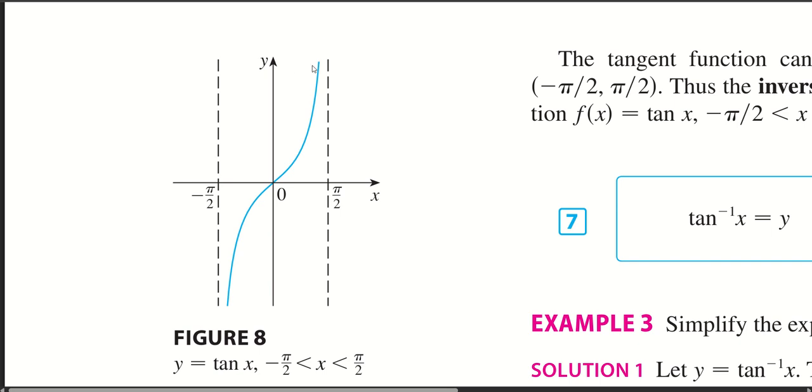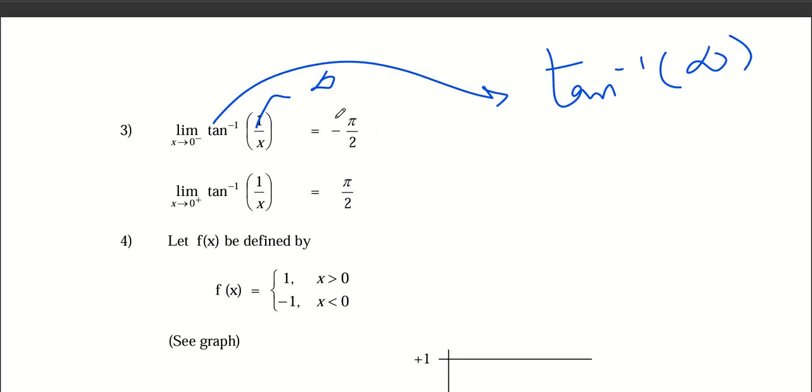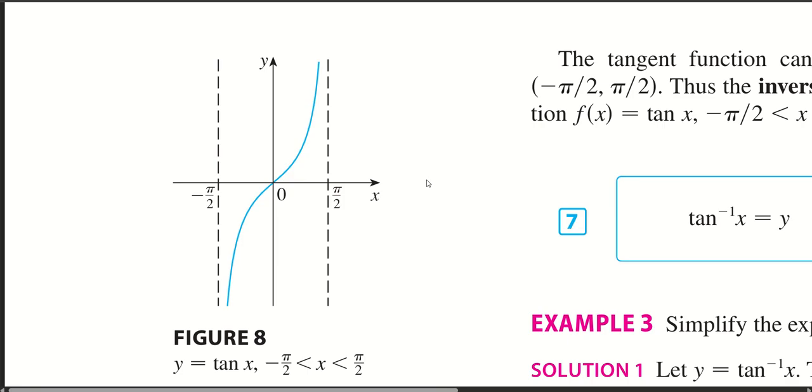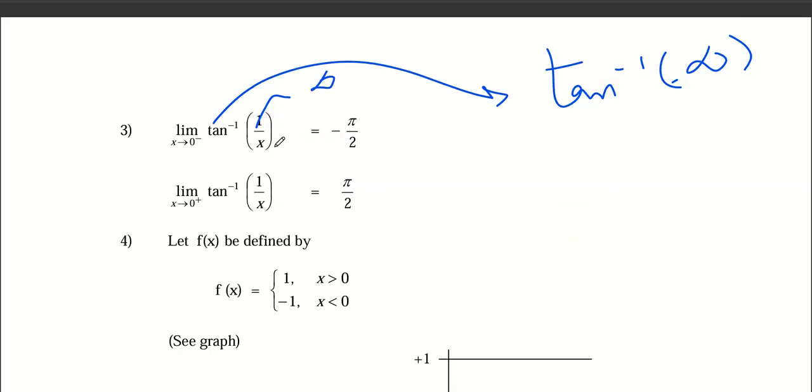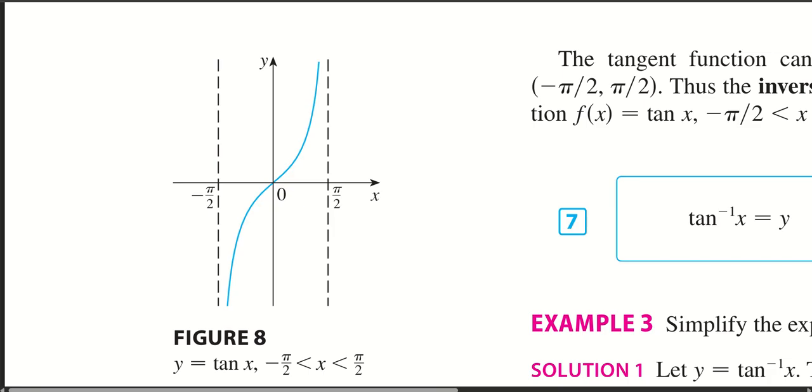Now, since we are finding tan inverse, when we trace on the x-axis, we'll get pi over 2. So that's why the answer here is minus pi over 2, because we are doing the left-handed limit. So we'll get negative infinity. We'll be tracing from this lower direction. Now, when we are doing the right-handed limit, we'll be tracing from the positive direction, so this direction.